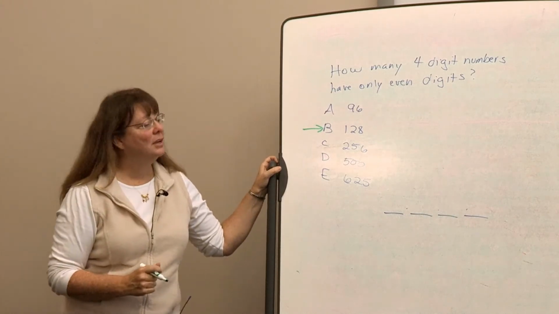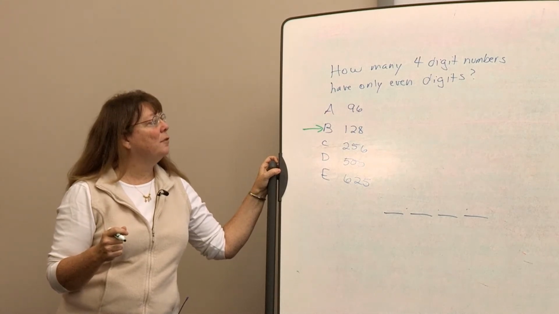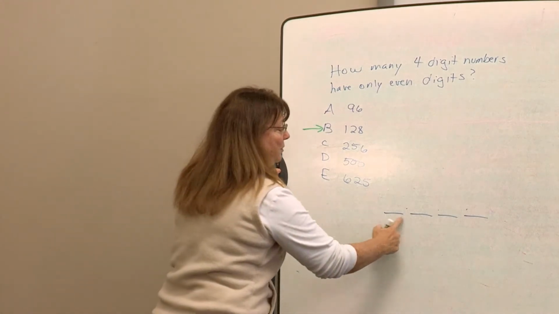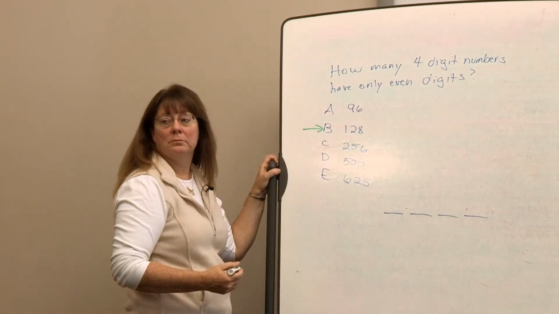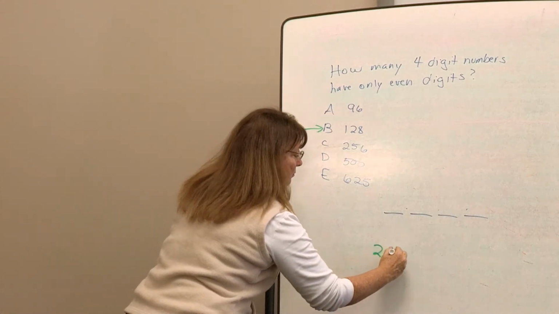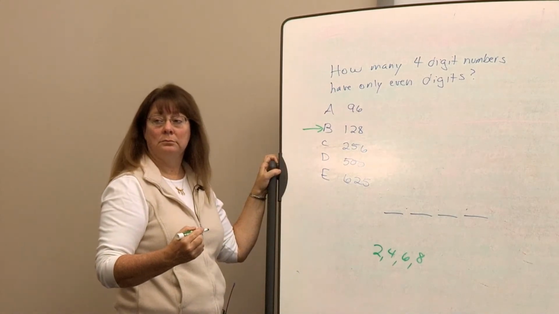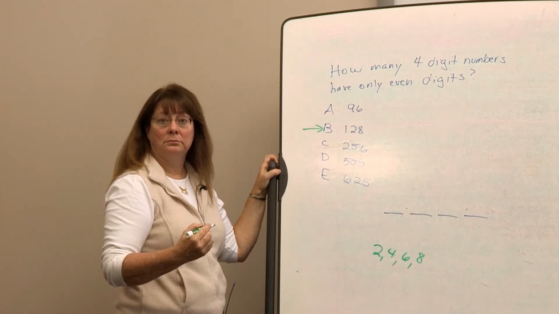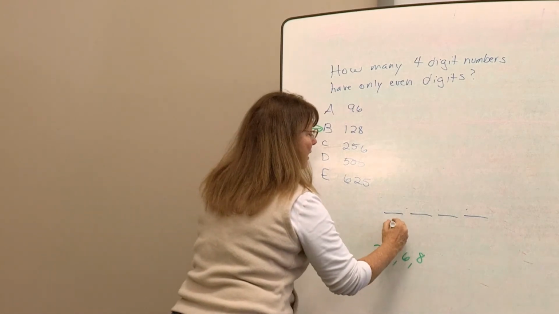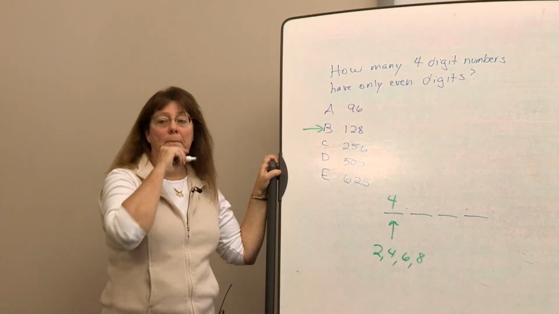No idea. Okay. We want to think of what our options are for each of these digits. So they want them to have only even numbers in them. So I want to make a list of my even numbers. What are your even numbers that you might have that could fill in for these 4 different digits? Well, those are even, 2, 4, 6, and 8. So we got 4 numbers. So I have 4 possibilities for my first digit. There are 4 choices for that first one.